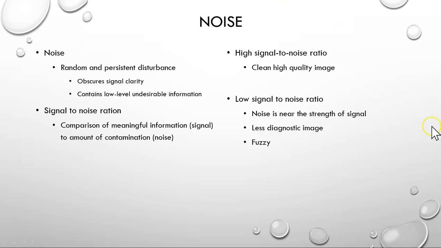Noise is random and persistent disturbances within our signal. It tends to obscure the clarity of the echoes from the tissues and contains a lot of low-level undesirable information. Noise tends to be caused by just the heat in the body, and so it's just random signal that comes back.